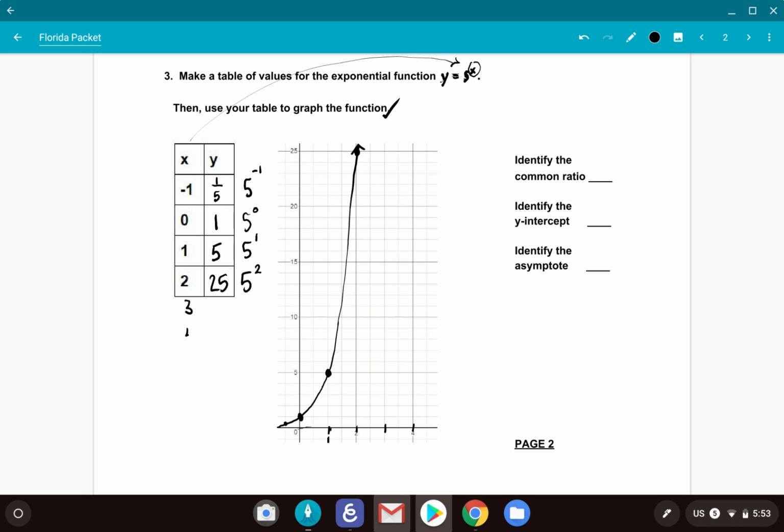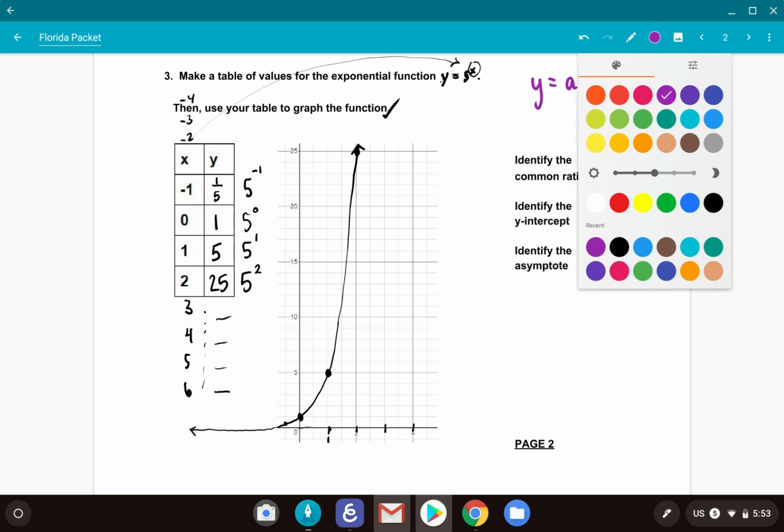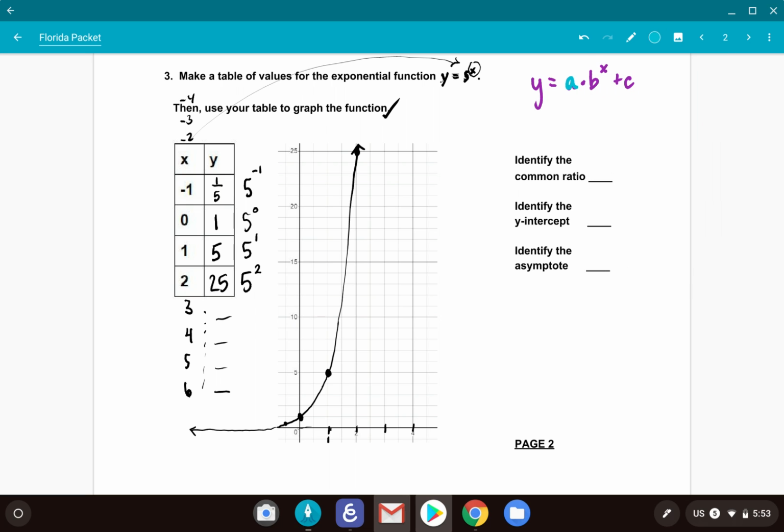If I were to keep adding numbers here, I could keep finding more and more values of what my y value would be equal to. And I could also continue going to the left, -3, -4, and I could continue getting values to the left on the x-axis. Okay, so then another thing to review is that when we have an exponential function, the number in this place of the a value is going to be your y-intercept. And in this case, it's just a 1.